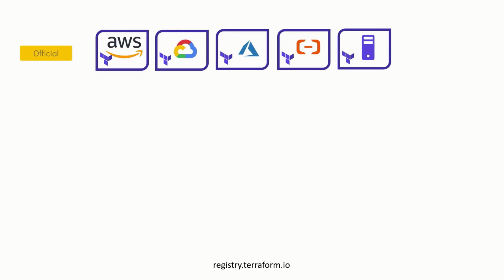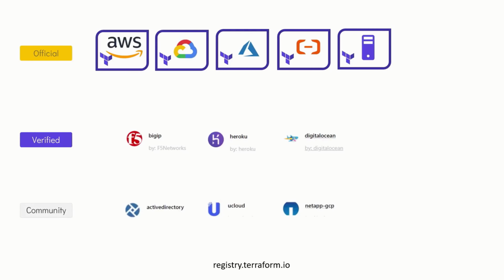The second type of provider is a verified provider. A verified provider is owned and maintained by a third-party technology company that has gone through a partner provider process with HashiCorp. Some of the examples are the BIG-IP provider from F5 Networks, Heroku, DigitalOcean, etc. And finally, we have the community providers that are published and maintained by individual contributors of the HashiCorp community.